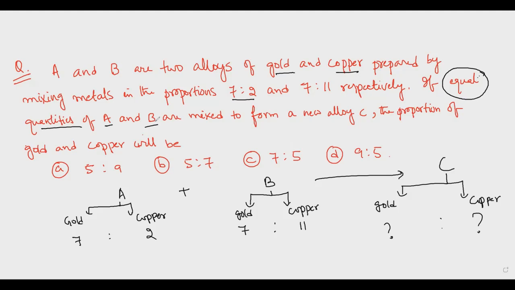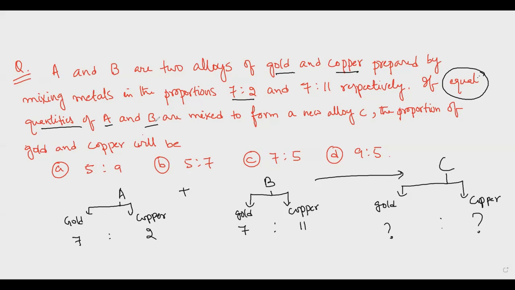Okay, anybody give me the answer. Nobody. Come on. 7 is to 5. Option number C.